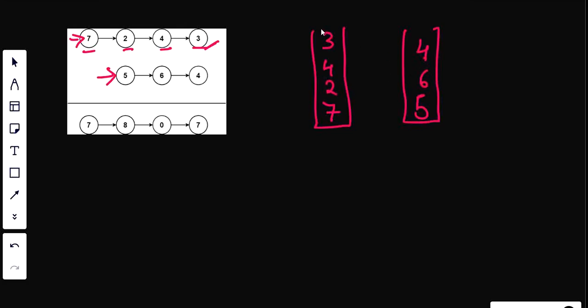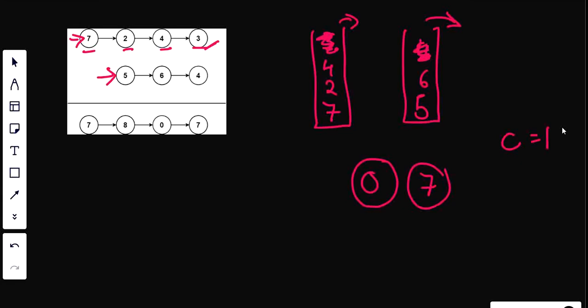Now what I will do, I will take values one by one from these stacks. I will take out one value from each of these stacks, add up those values and form a new linked list. So now I am popping the values 3 and 4. So 3 and 4 will be 7. So 7 will be one node. Then I am going to pop 6 and 4. So 6 and 4 will be 10. So 0 will be one node and carry will be equal to 1.